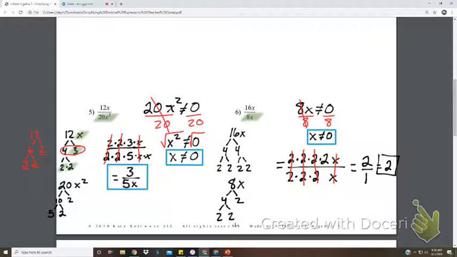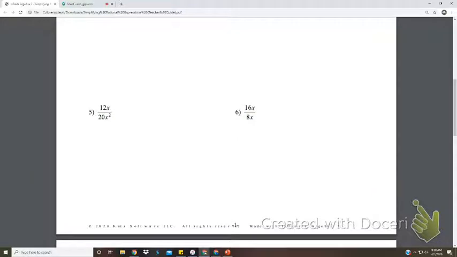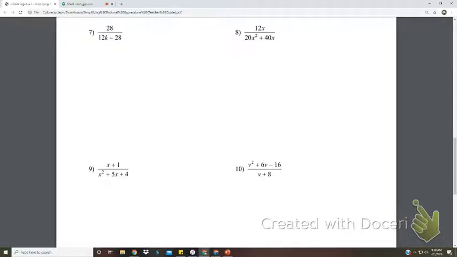So just taking a look at the rest of the problems now. Okay, so the expressions will get a little bit more complex as we go. So on number 7, we've got 28 divided by 12k minus 28. I'm going to start by finding my excluded value.